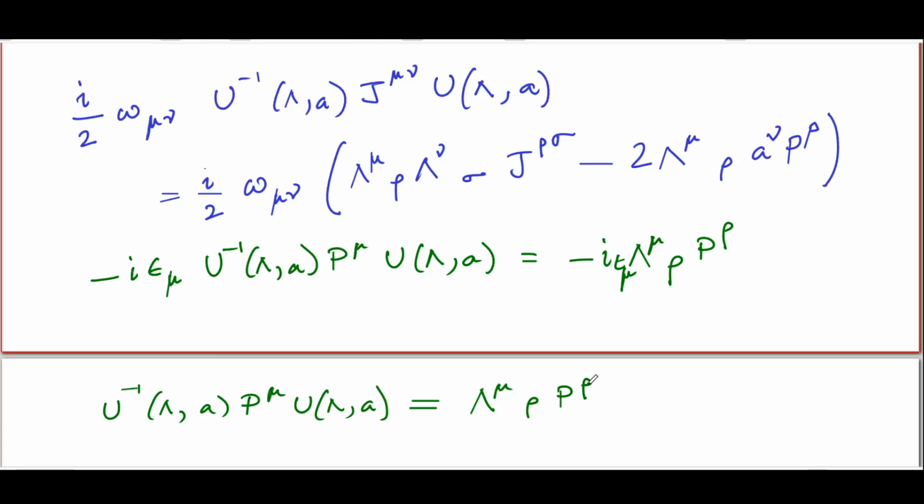Now, can we directly compare the two sides and say that U inverse lambda a J mu nu U lambda a is the same as lambda mu rho, lambda nu sigma J rho sigma minus twice lambda mu rho a nu p rho? The answer is we can't. The reason we can't do that is because omega mu nus are not completely independent.